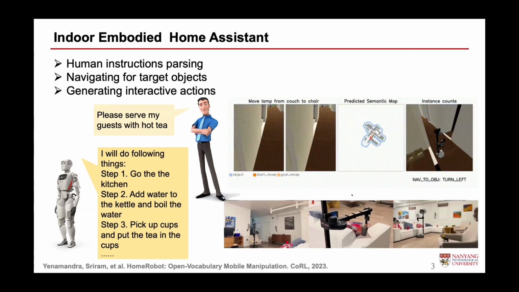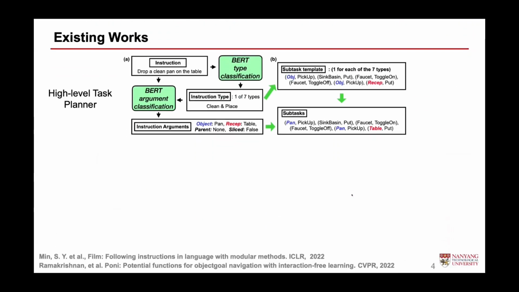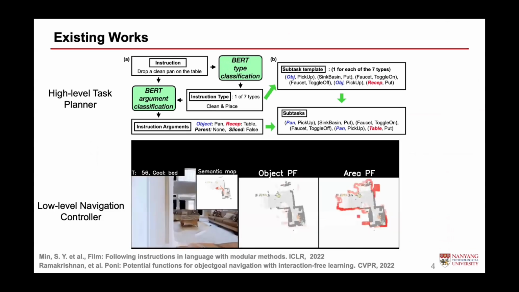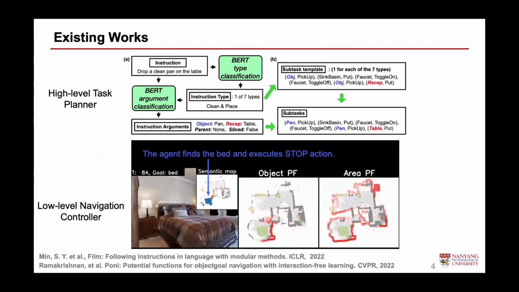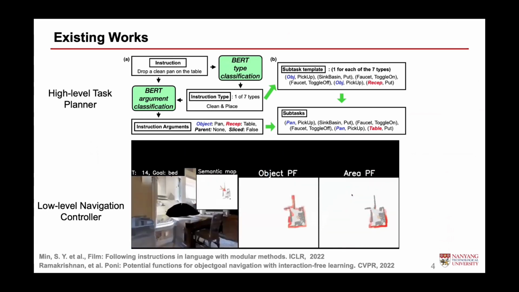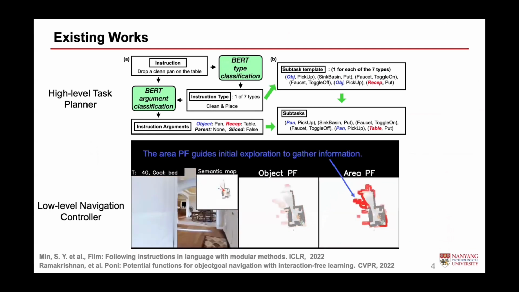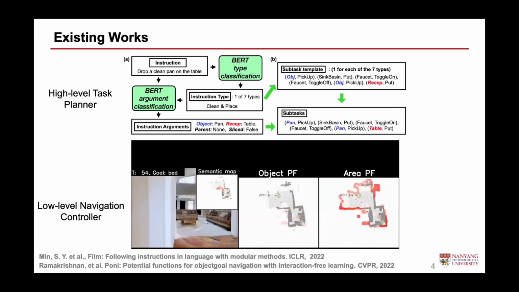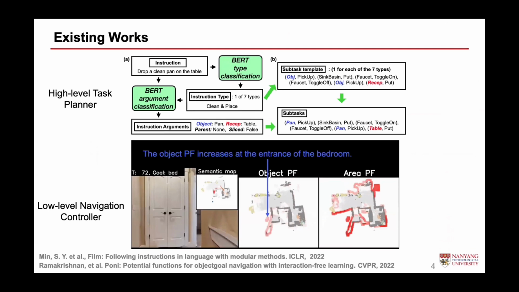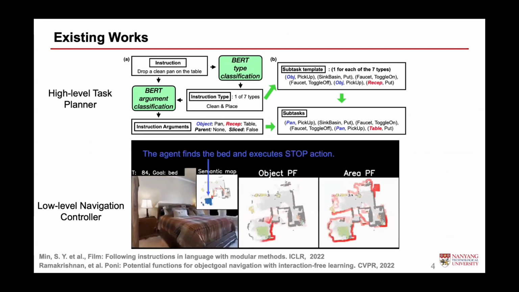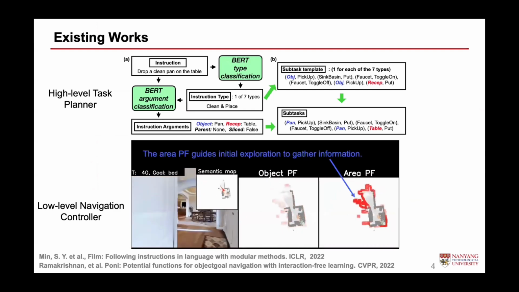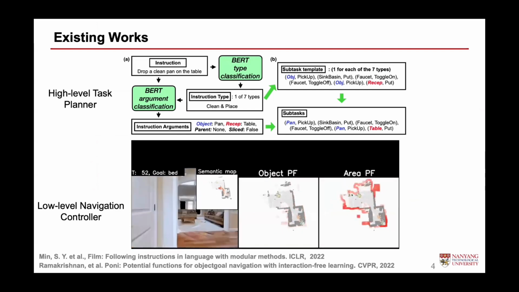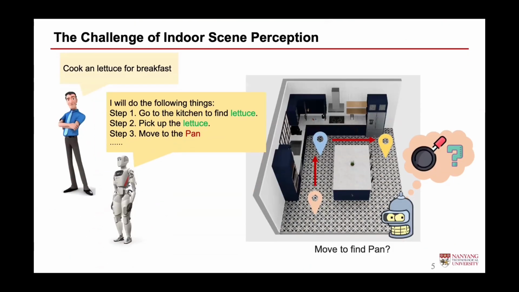You may say this can be done by a high-level planner and a low-level controller. For example, we can use an LLM or other planners to generate the stepwise plans for the human instruction. And based on the instruction, we can use current visual navigation algorithms to find the target object in a scene. But actually, this is not feasible in practical scenes. Let me show you an example.